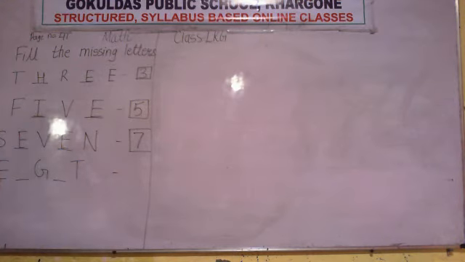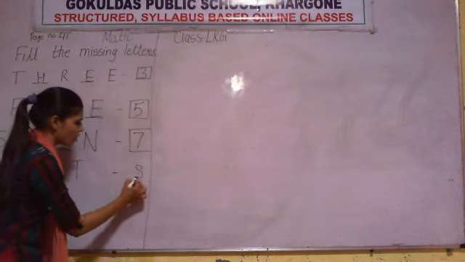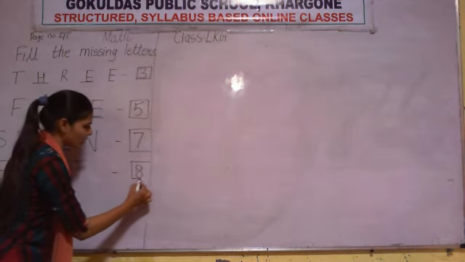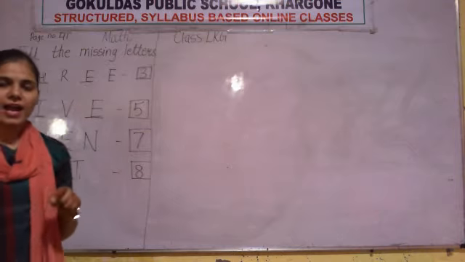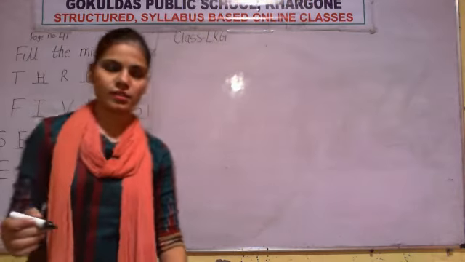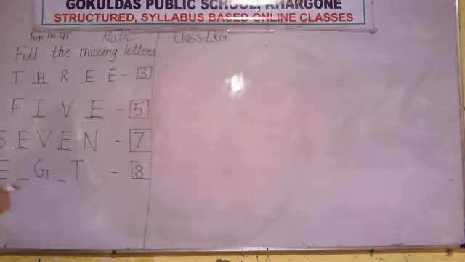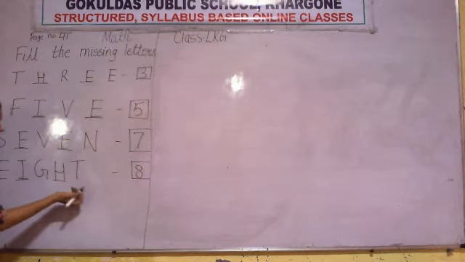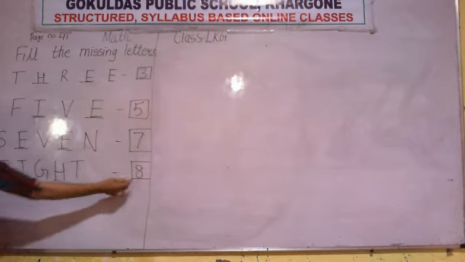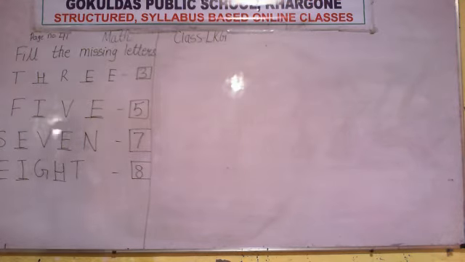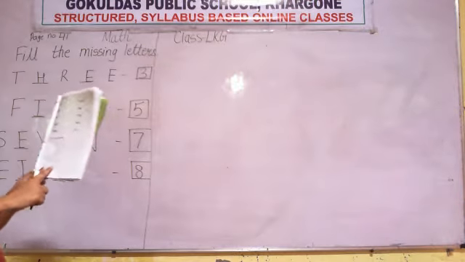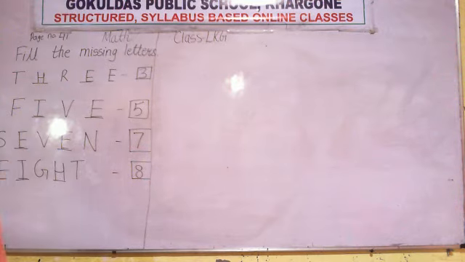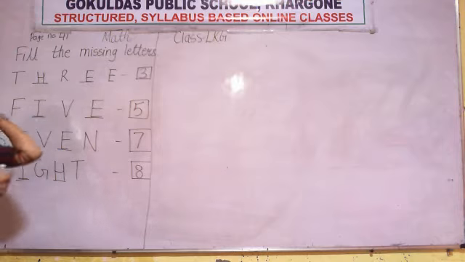Okay, so now first you recognize the name of number 8. What is the name of number 8? E-I-G-H-T, 8. So same you write here. E already written. I. G already here. H. T. E-I-G-H-T, 8. This line is complete. All the number names you revise.